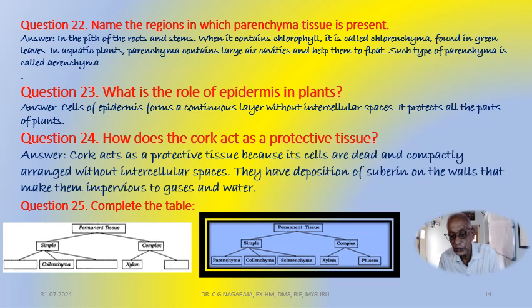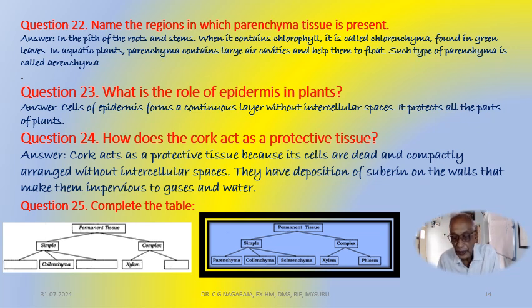Question number 22. Name the regions in which parenchyma tissue is present. See, now the answer will be in the pith of the roots and stems. Pith is the central part of a root or a stem. Parenchyma is present there. When it contains chlorophyll, it is called chlorenchyma and found in the green leaves.